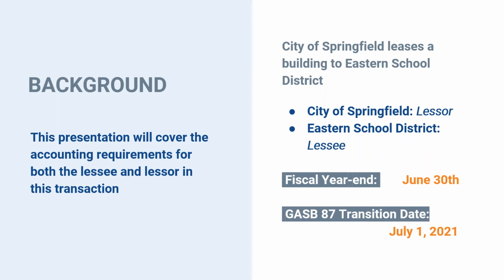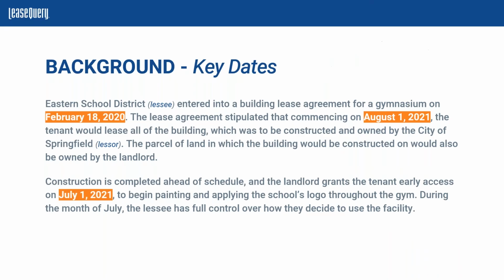So as we mentioned before, we're going to walk through the accounting for both the lessee and the lessor. Now, on February 18th, as we'll see here highlighted, the Eastern School District leased the gymnasium from the city of Springfield, and the commencement date is set for August 1st of 2021. Once construction is completed for the gym, the school is going to lease the entire building, but the city is still going to own both the building and the parcel of land.